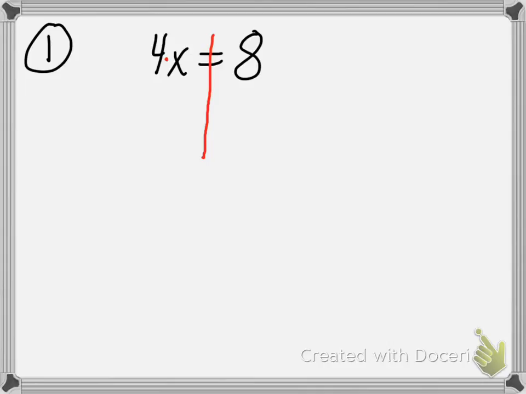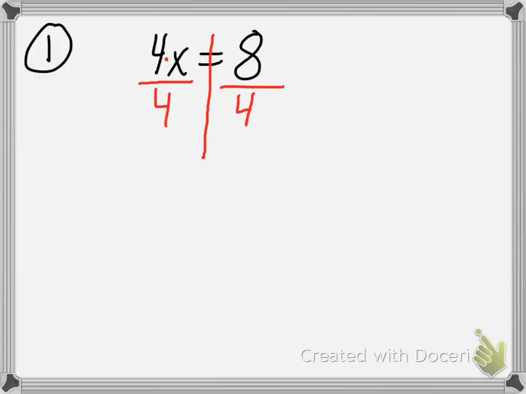So the opposite of multiplication is division. I'm going to put a little line underneath to signify division, because we know a fraction bar is just division. If I do it to the left side, I also have to do it to the right side. Now, what am I dividing by? Well, if it's times 4, I need to get rid of that 4, so I'm going to divide by 4. And if I divide by 4 on the left side, I have to divide by 4 on the right side to keep it balanced.